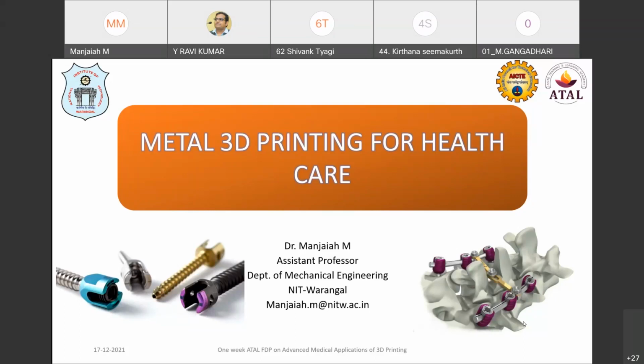In my session I am going to give an overview of metal 3D printing, especially for biomedical healthcare applications. If you see here, I have put two photographs. One is the implant screw and the other is where there are variations in the spinal vertebrae. They are putting some wires along with screw and nut alignments. This is just a simple example where we are using 3D printed metal parts for biomedical applications. In today's scenario, 3D printing is growing a lot, and there is a rapid growth rate.